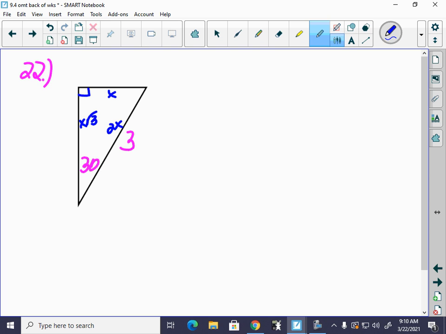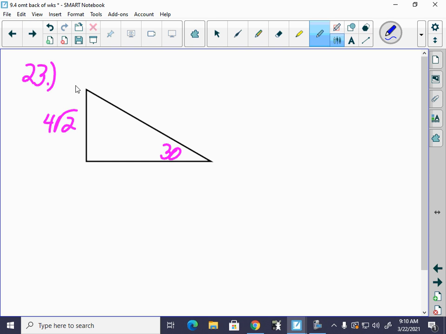Ready? 23. That's x. That's 2x. That's x square root of 3. Ooh, that one's a little tricky. Nothing too crazy. Again, I could do that problem in 2 seconds.